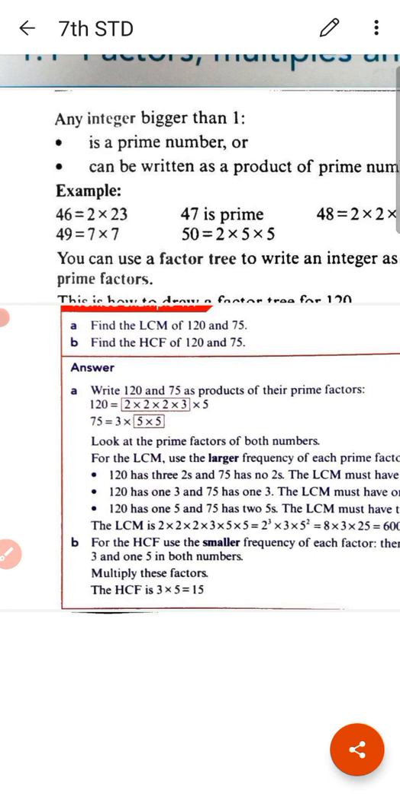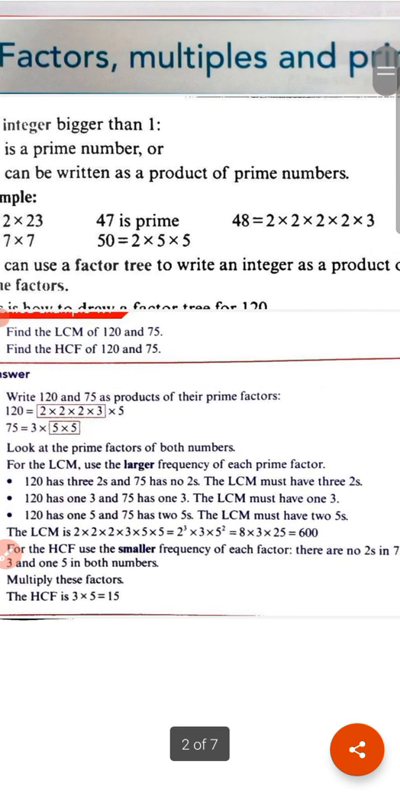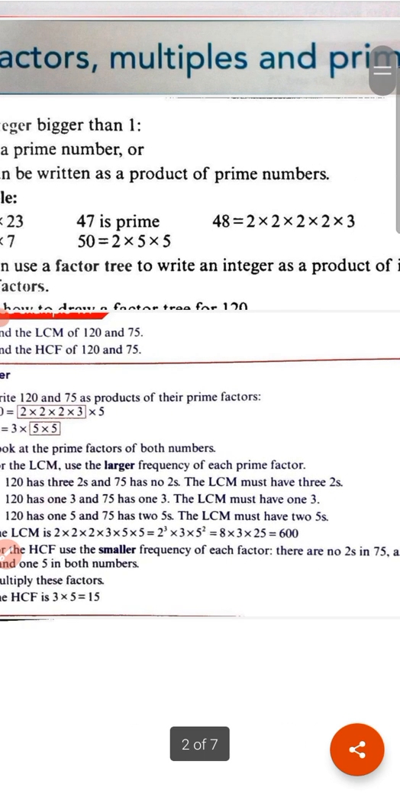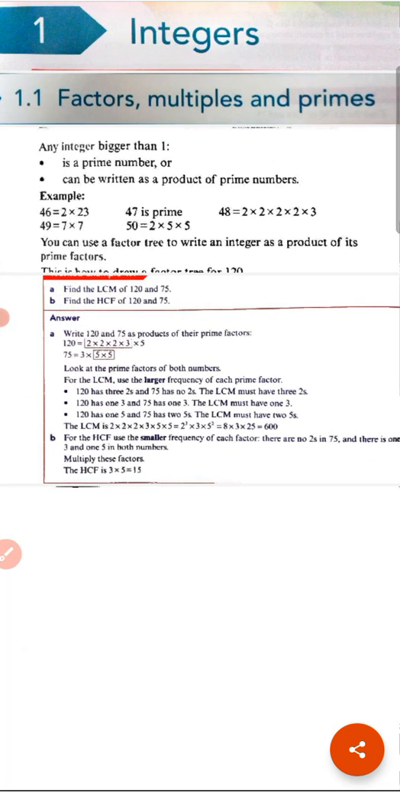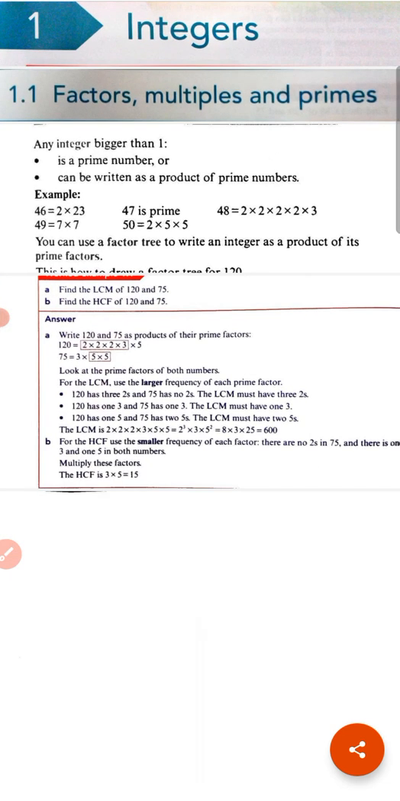And 49 can be written as 7 into 7. 50 can be written as 2 into 5 into 5. Then 48 can be written as 2 into 2 into 2 into 2 into 3. We can use a factor tree to write an integer as a product of its prime factors. You already learned about this, children.